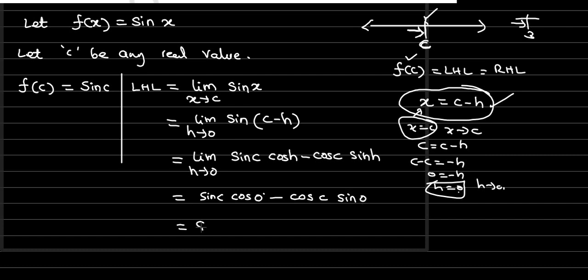Okay, now sin c, cos 0 value, what? Cos 0 degree is 1. So cos 0 value is 1, minus cos c times sin 0 value, which is 0. If 0 is multiplied with cos c, the entire term becomes 0. Then 1 into sin c is sin c. You will have only the first term, sin c. So the left hand limit gives the result sin c.